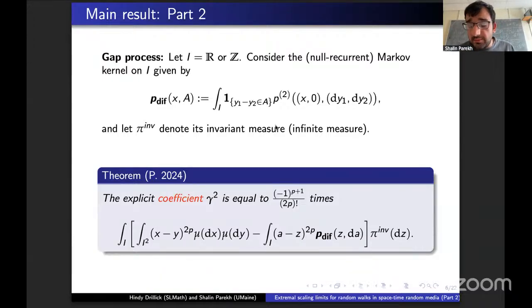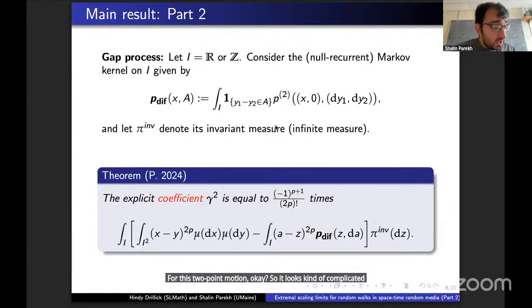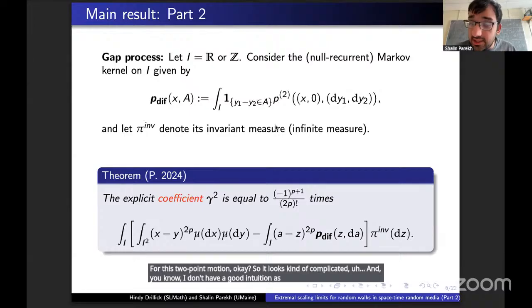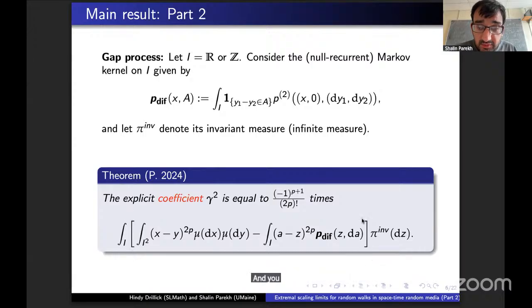It looks kind of complicated, and I don't have a good intuition as to why you get this formula. It's just that you write things down very carefully, and you see a specific function popping out, the one in the integrand, and that's what you end up getting as the limit.